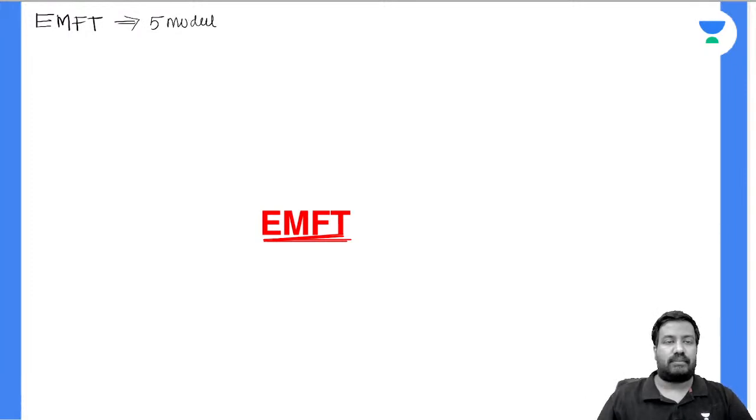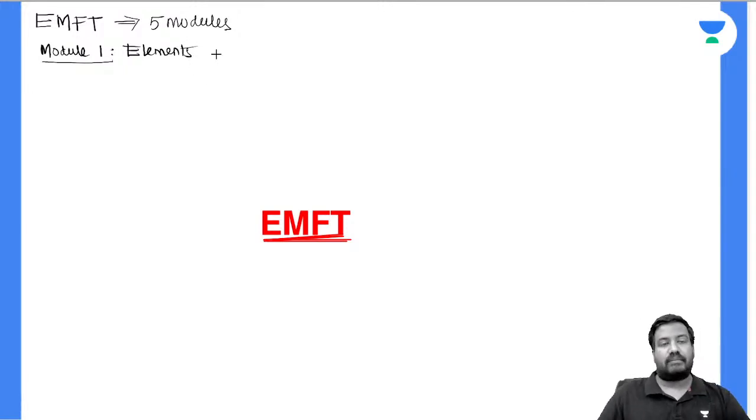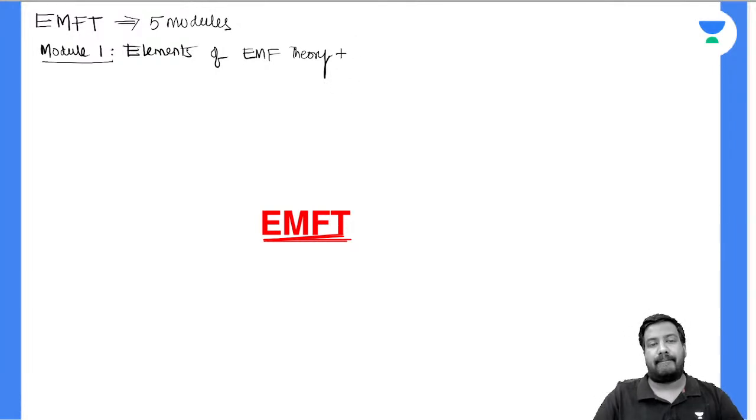The EMFT subject has 5 modules. Module 1 is Elements of EMF theory, common for both EC and electrical. For electrical it is the complete syllabus, and for EC it is 1 module out of 5.